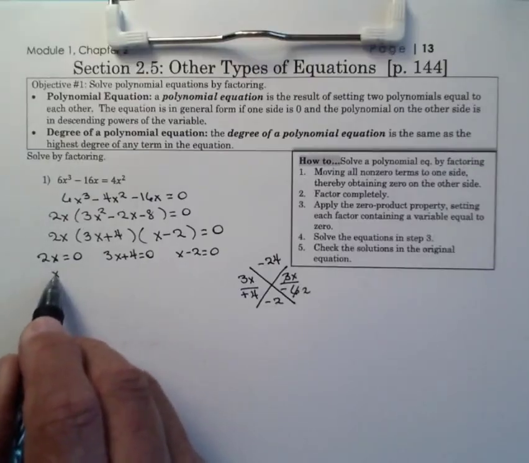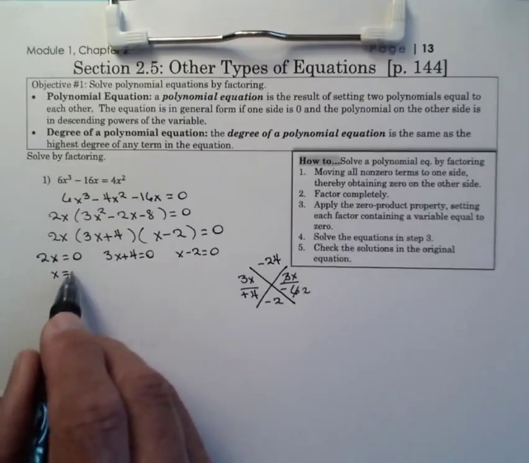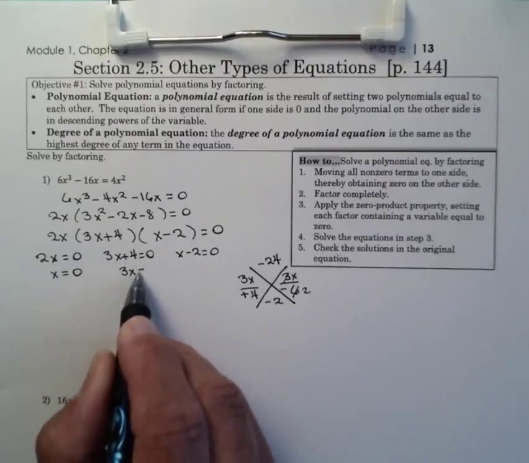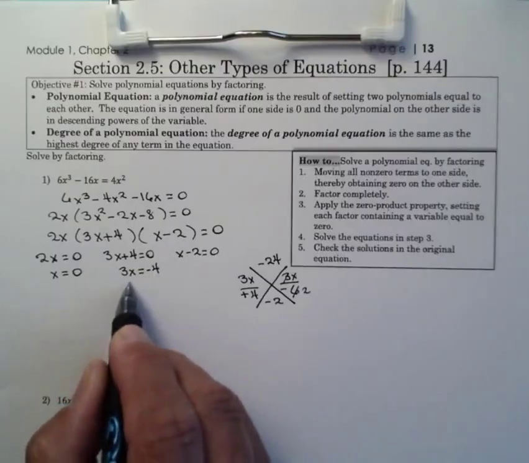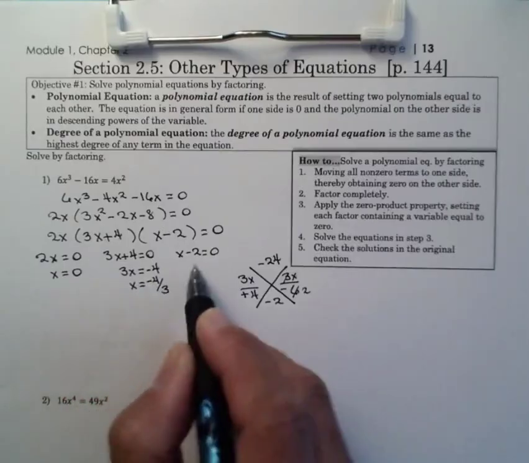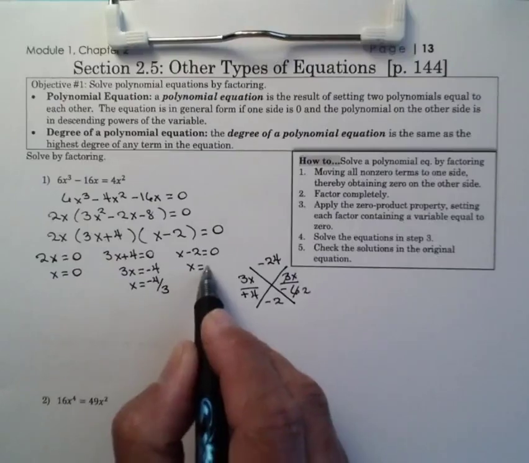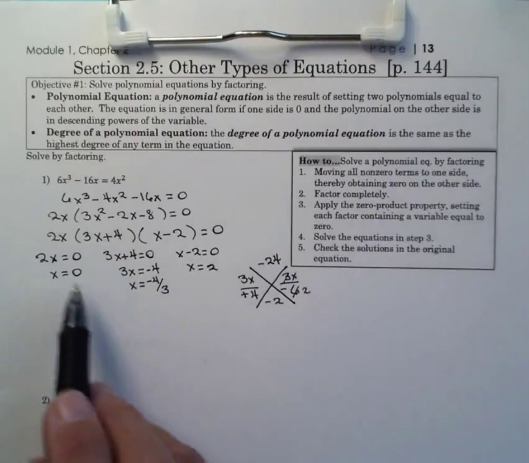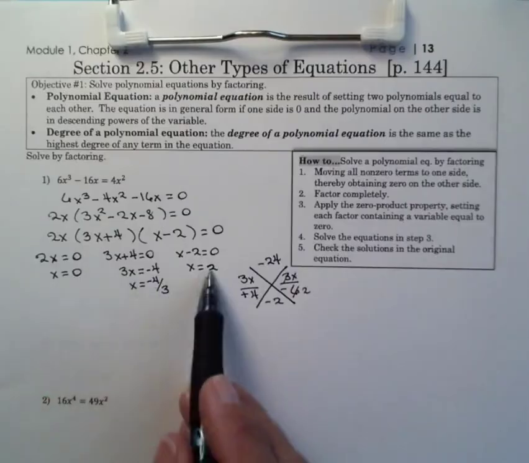I'm going to divide this one by 2. It's okay for me to divide 0 by something, so that's really 0. And then I have to move that 4 to the other side. It becomes negative, and I divide it by 3. And now I've got to move my negative 2, and it becomes positive. So I have 3 solutions: 0, negative 4/3, and 2.